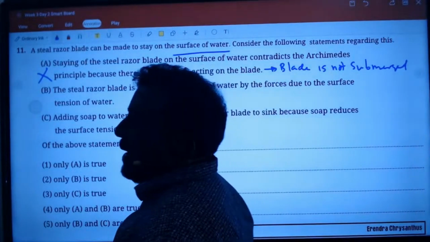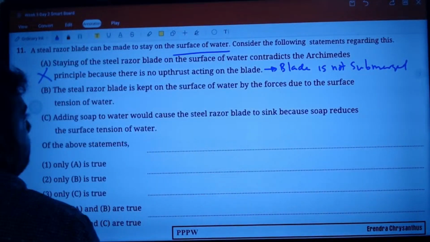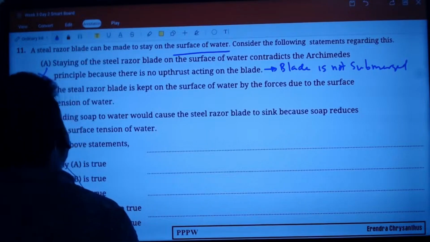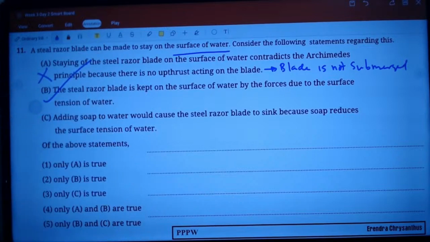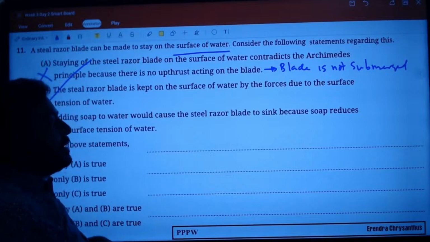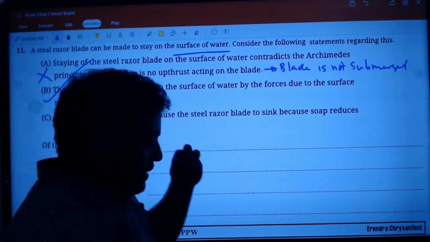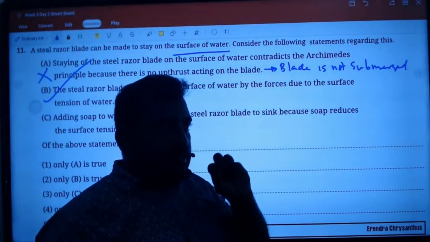Therefore, you can't apply Archimedes' principle. Right. The steel razor blade is kept on the surface of water by forces due to surface tension in water. Correct. Adding soap to water, what happens? When you add soap to water, surface tension will what? Reduce. So if you add soap, you are reducing surface tension.